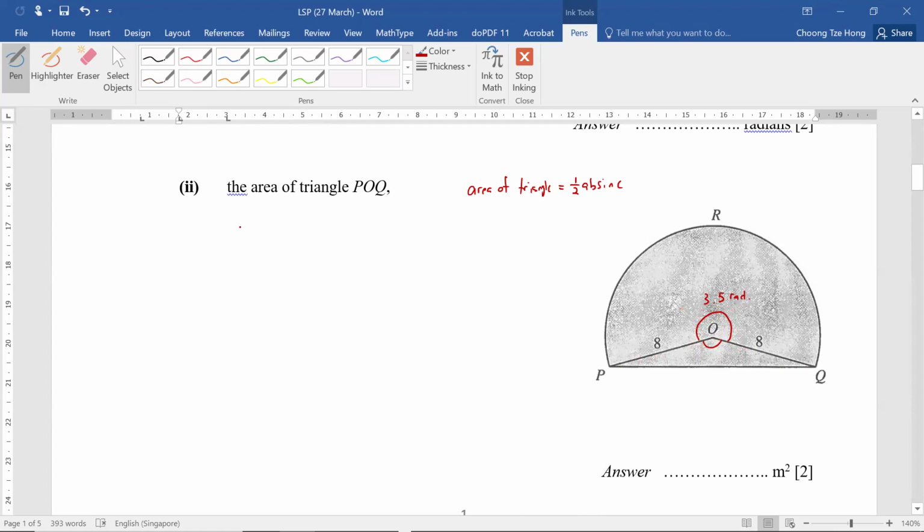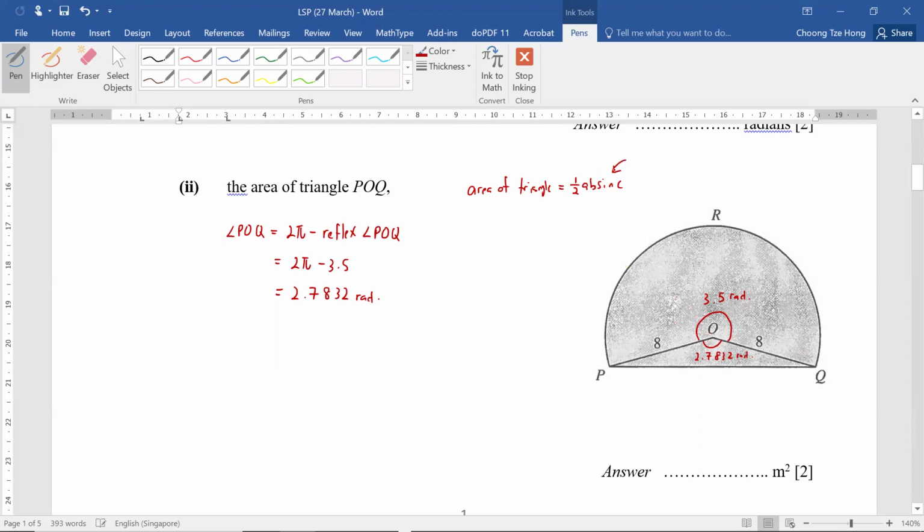Okay, so let's go ahead and find the angle. Angle POQ is going to be 2 pi minus the reflex angle POQ, right? So it's going to be 2 pi minus 3.5. That will give us 2.7832 radians. Now we are able to apply this formula.